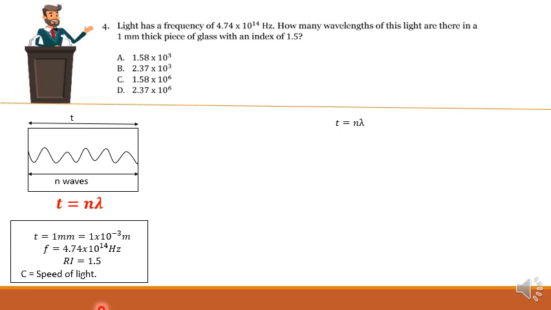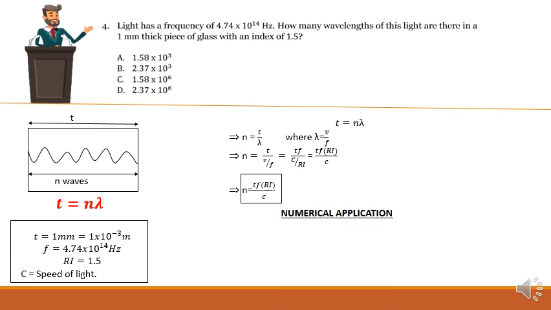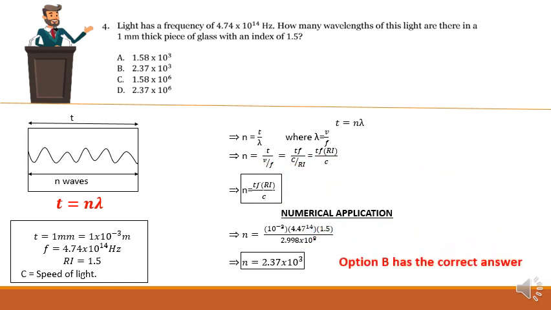From T equal to n lambda, n will be equal to T over lambda, and we also know that lambda is equal to v over f. This means that substituting, we're going to have that n is equal to T f times the refractive index divided by c, where c is the speed of light in a vacuum. Okay, let's do our numerical application. I'm going to have that n is equal to 2.37 times 10 to the 3. So we have option B as our correct answer.